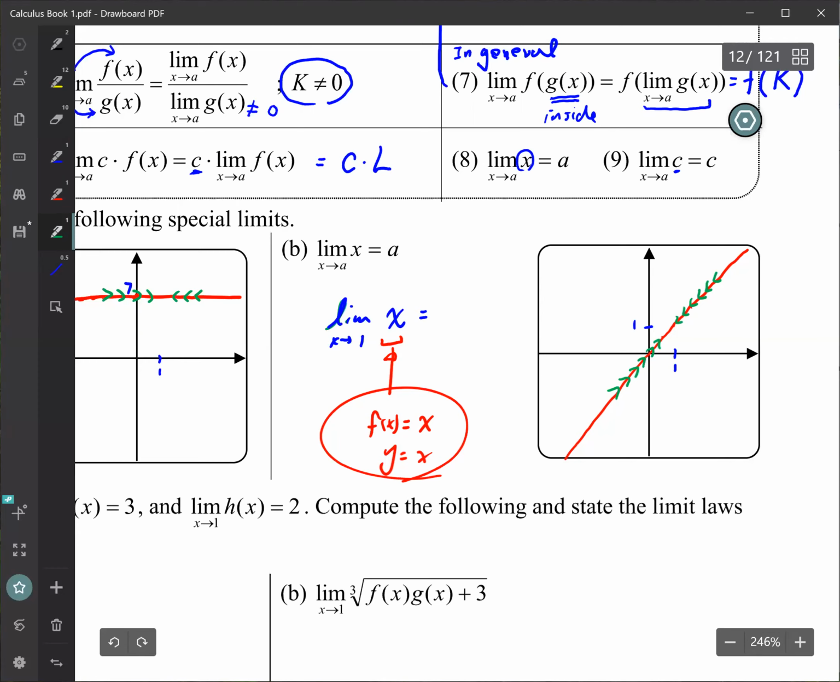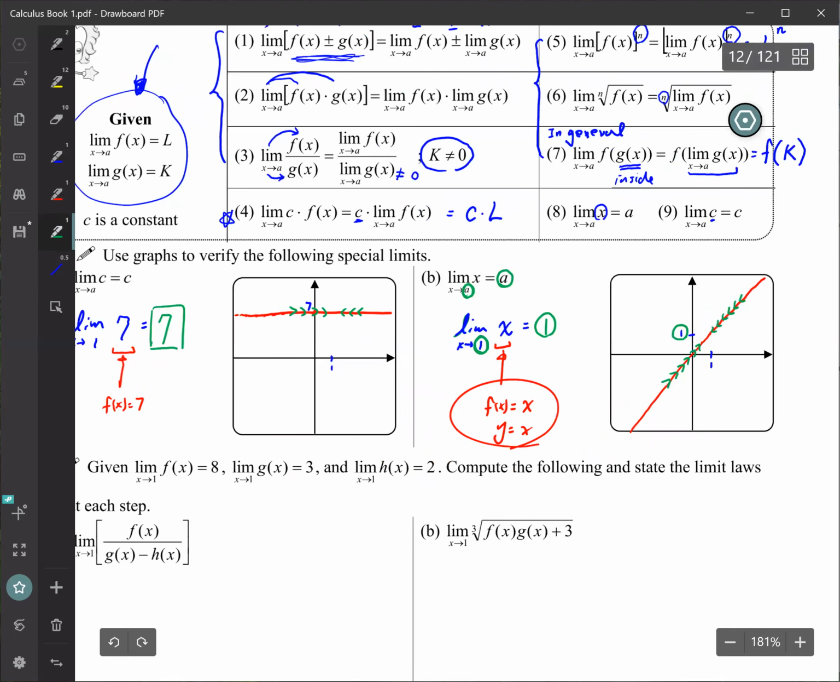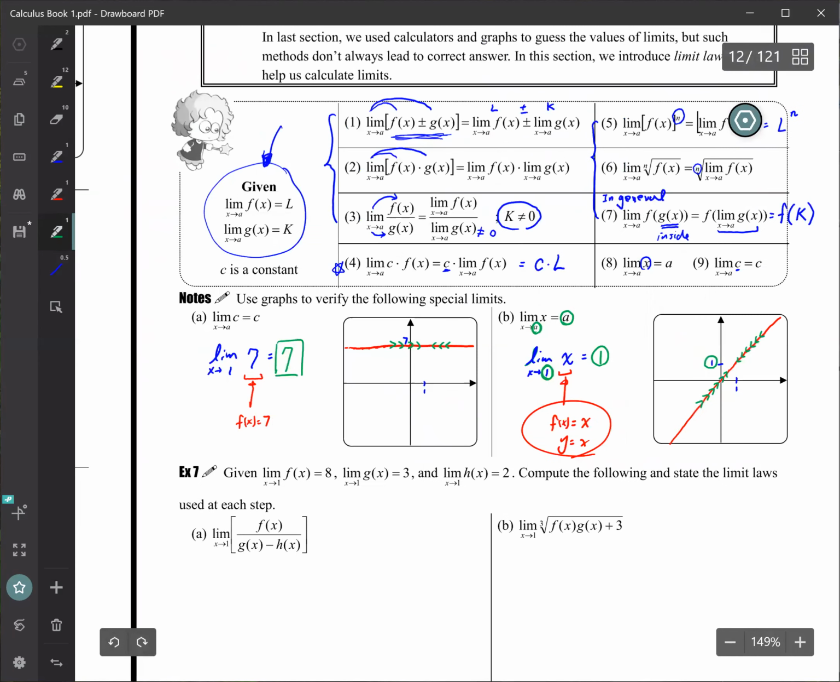So what do you think the limit equals? Carrie? 1. Yeah, it will approach 1, okay? And this 1 is talking about the y value, okay? The x approaches 1, the y also approaches 1, which shows that the rule works, right? If the a value here is 1, then the answer will be the same, okay? So that's a simple proof, or demonstration, to show you that it works.